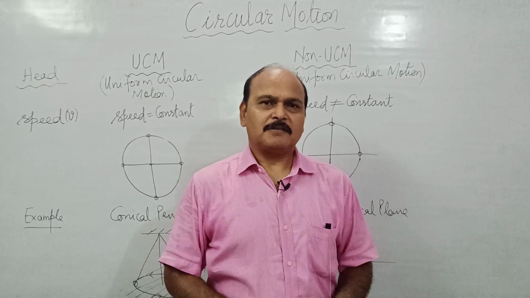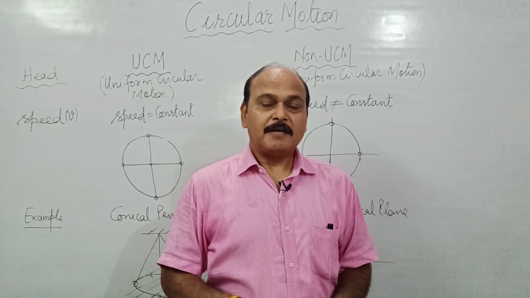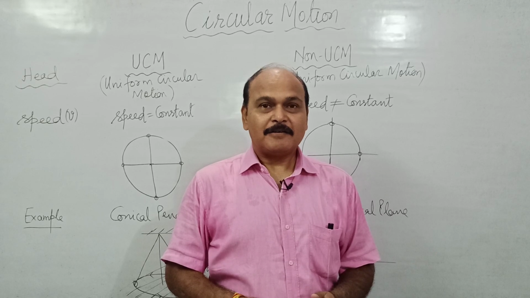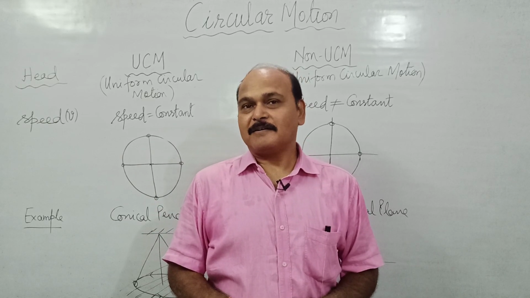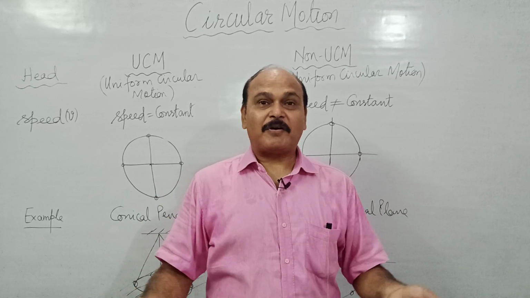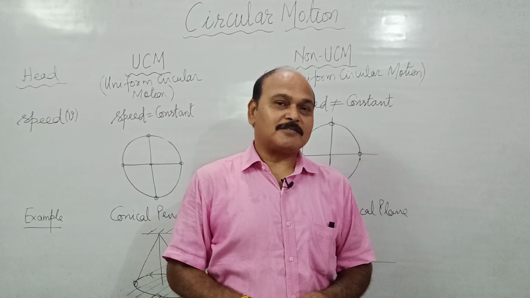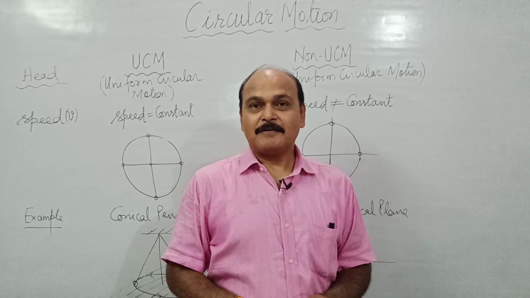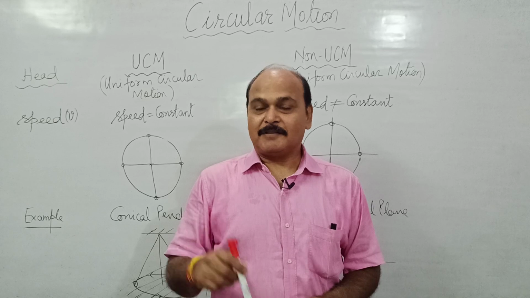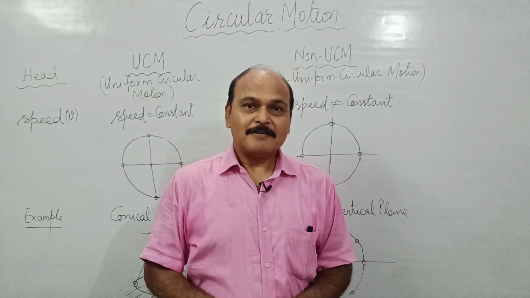What is circular motion? Well, circular motion is the motion in which a point mass always maintains a constant distance from a fixed point. If an object moves or a system of objects moves such that its center of mass always maintains a constant distance from a fixed point, the motion is called circular motion. That point from where this constant distance is maintained is called the center of the circle.